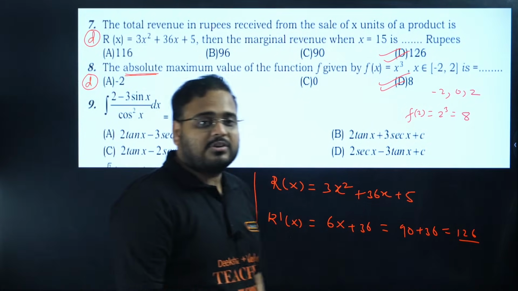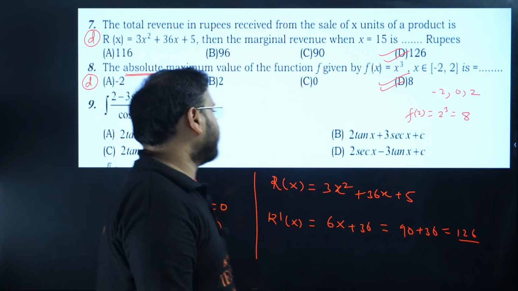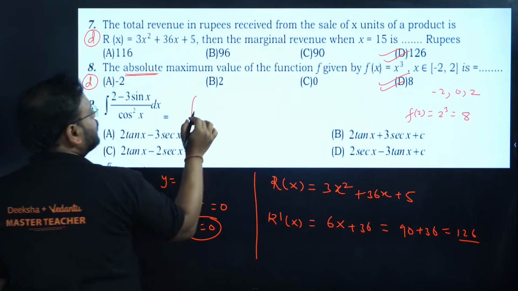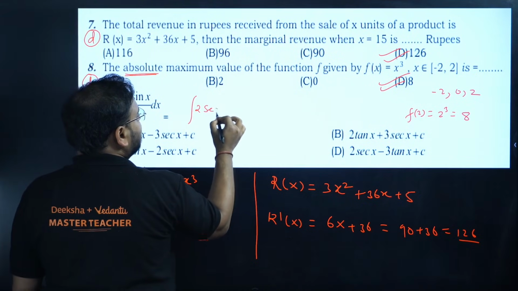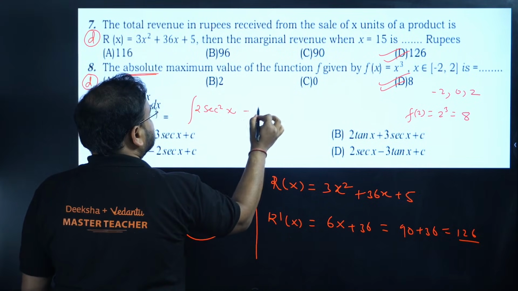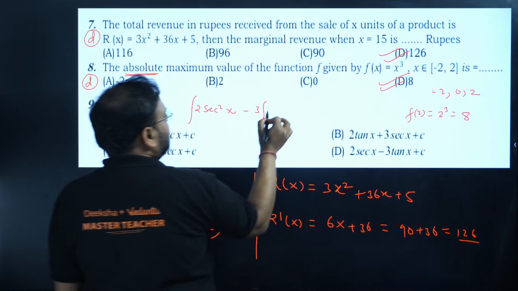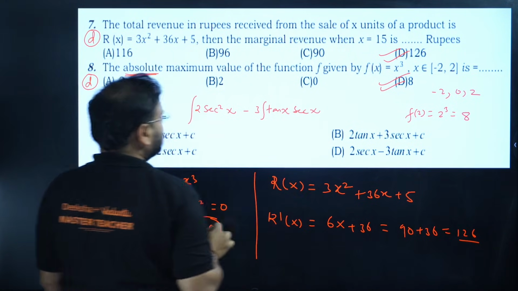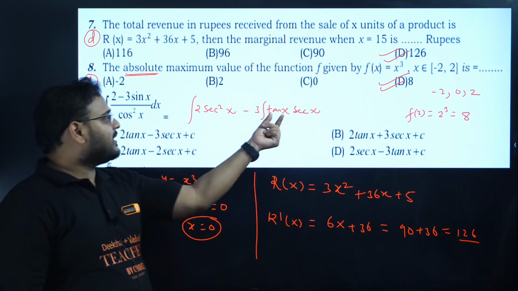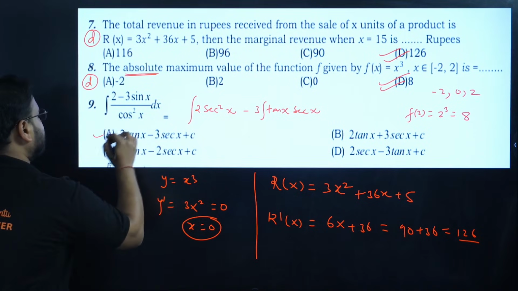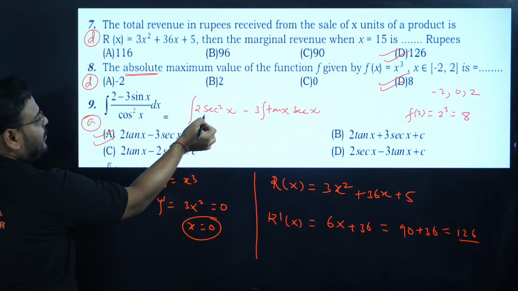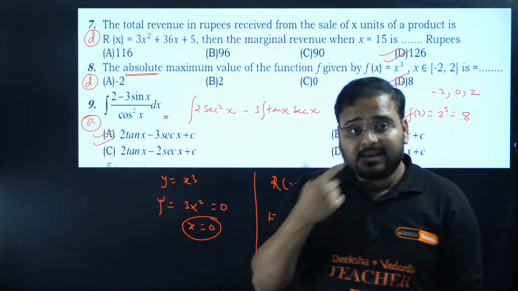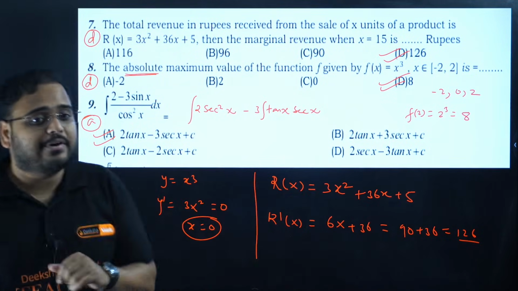Okay. Now question number 9. 2 by cos square. I can write this as 2 by cos square. Separate the terms with the minus sign. So we'll have here 2 secant square x minus 3 sin by cos will be tan x and 1 by cos will be secant x. What is the answer? 2 tan x minus 3 secant x. Option A is correct. From 2 sec square x we'll get tan, and the other one is sec x tan x. So answer is D, D, A for question numbers 7, 8, 9. Have a look.